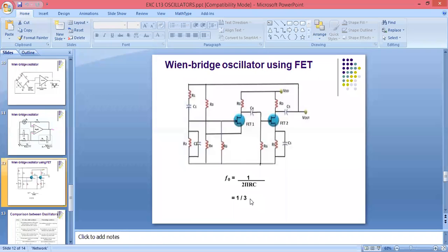So if you multiply A and beta, what is the value of beta? 1 by 3. The value of A is 3. So 3 into 1 by 3, we will get the value as 1. So here we are using positive as well as negative feedback.